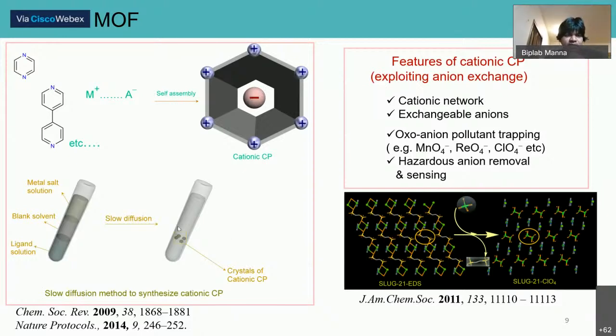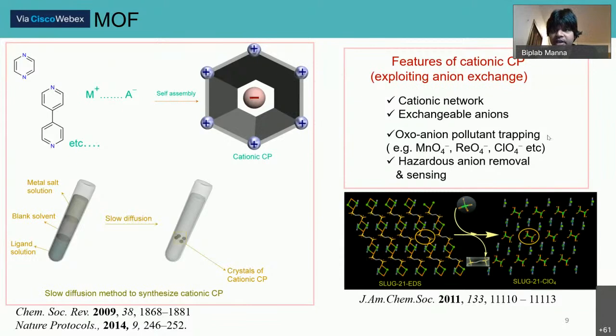A general method to synthesize this kind of cationic MOP is that we take the ligand solution and the metal salt solution on top, and in between there is a blank solvent. When we keep this tube for a few days or one week or so, the metal salt solution slowly diffuses into the ligand solution through the blank solution, and they form crystals here. These crystals are normally cationic MOP or cationic CP, because the anion sits inside the pores. This process is called the slow diffusion method, and it is very well known.